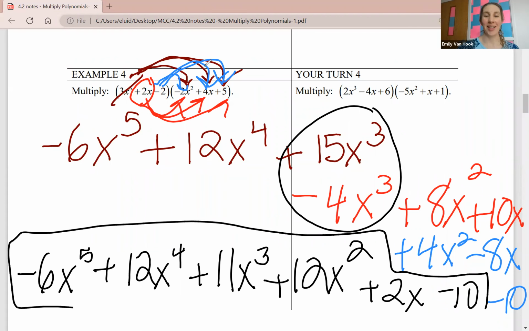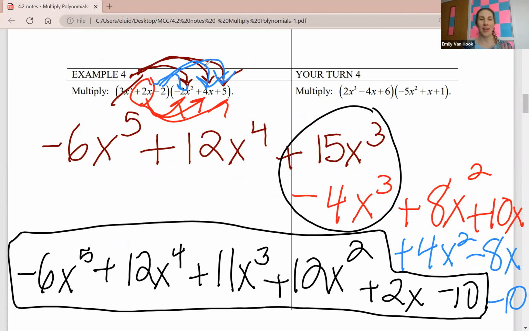Okay, so it's still a nice long answer. So our final answer is negative 6x to the fifth plus 12x to the fourth plus 11x to the third plus 12x squared plus 2x minus 10. So the main idea there is you're distributing. As you're distributing, you're multiplying coefficients, adding exponents, and then at the end, combine like terms.